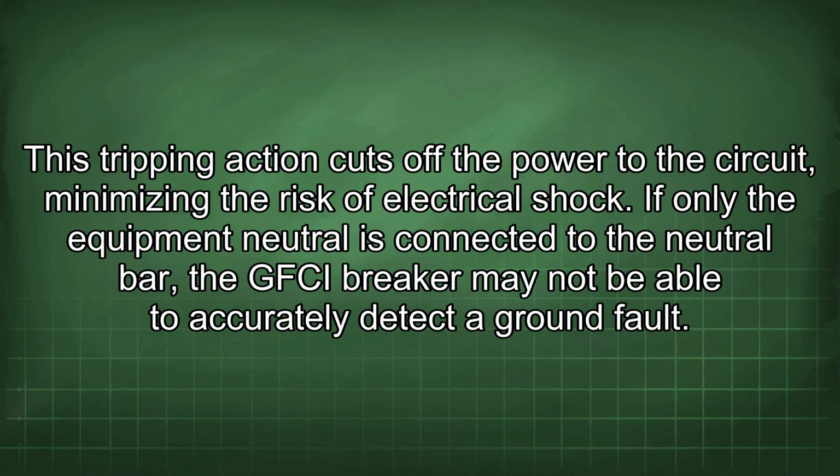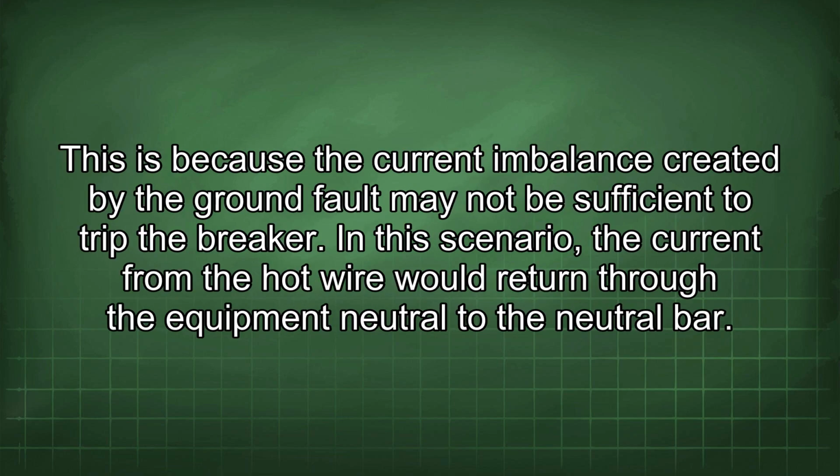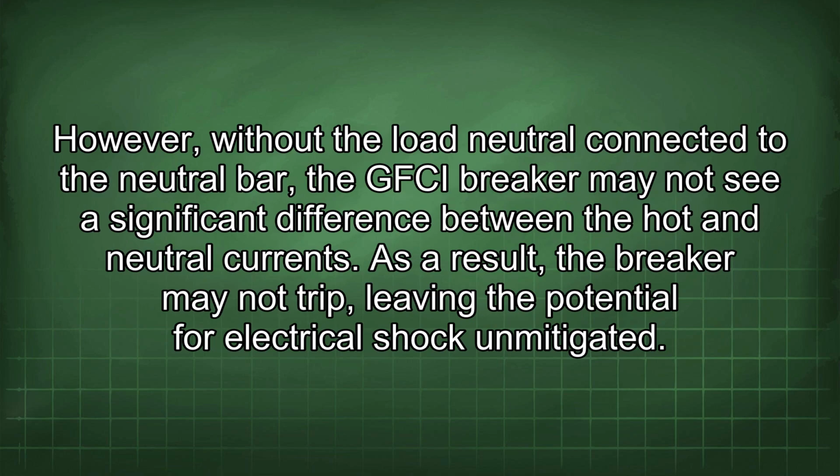If only the equipment neutral is connected to the neutral bar, the GFCI breaker may not be able to accurately detect a ground fault. This is because the current imbalance created by the ground fault may not be sufficient to trip the breaker. In this scenario, the current from the hot wire would return through the equipment neutral to the neutral bar. However, without the load neutral connected to the neutral bar, the GFCI breaker may not see a significant difference between the hot and neutral currents. As a result, the breaker may not trip, leaving the potential for electrical shock unmitigated.